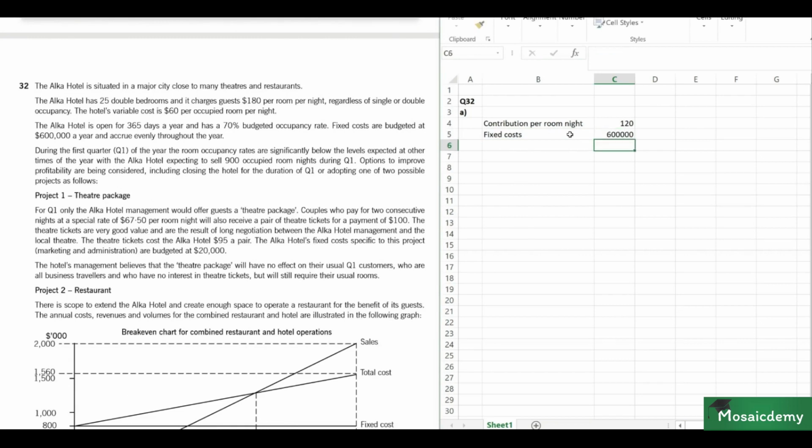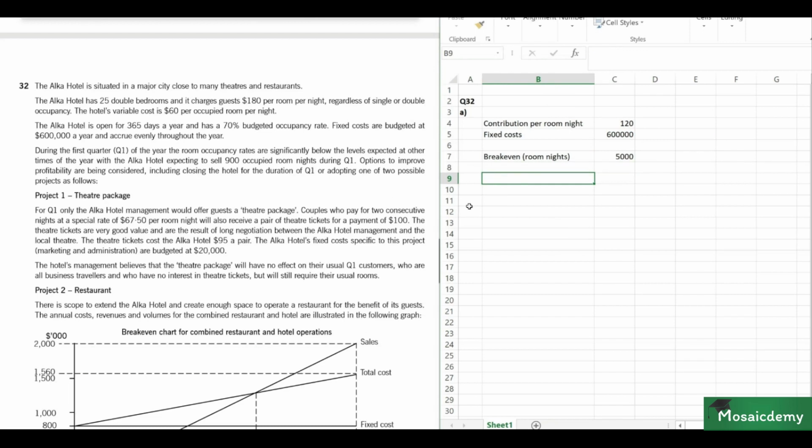We'll just put them in a cell here so that we don't have to type them every time they come up in a calculation, right? So that means break even number of room nights is simply the fixed cost over the 120 in this case, which is 5,000. Okay, so first part done.